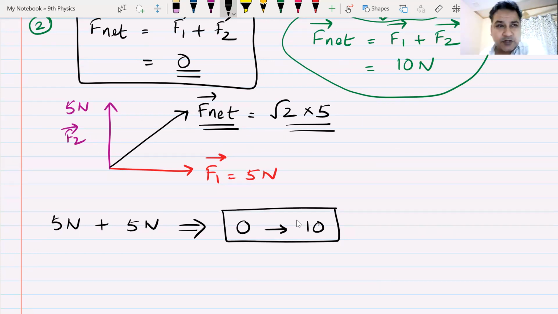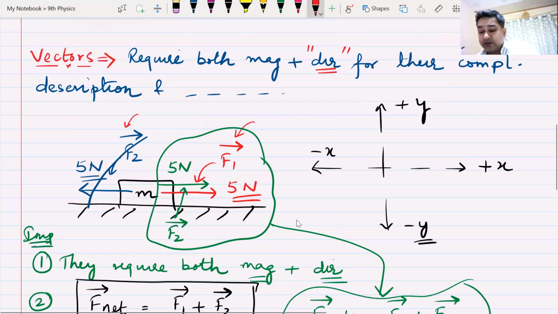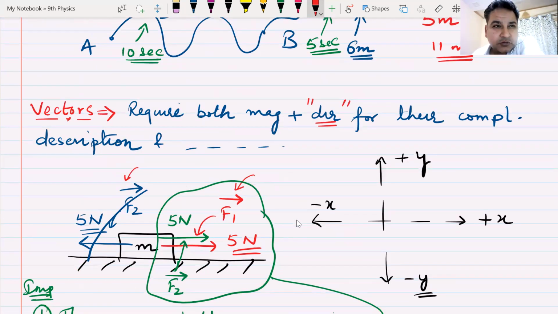So 5 plus 5 in vectors can be anything between 0 to 10. It depends on what? Depending on their directions. And hence, they cannot be added like numbers. They cannot be subtracted like numbers. They are added and subtracted using some special laws.